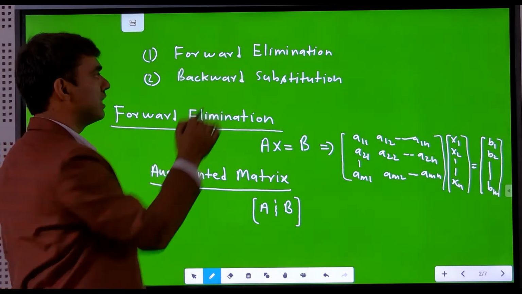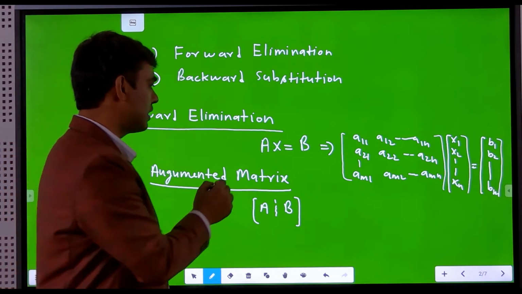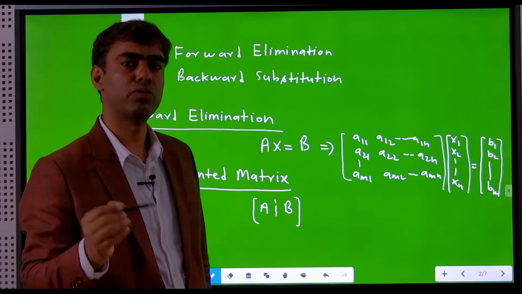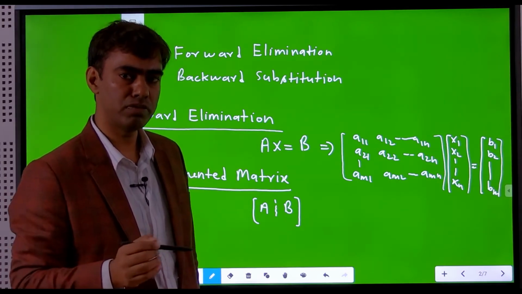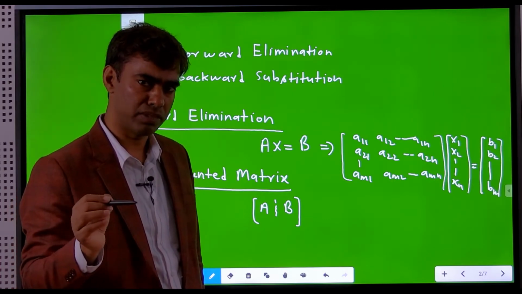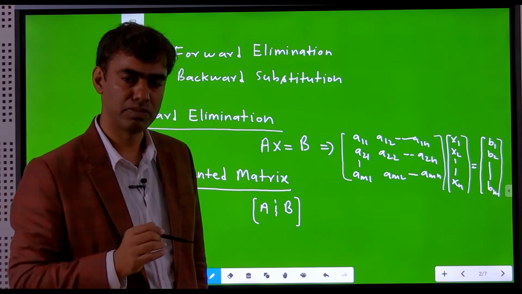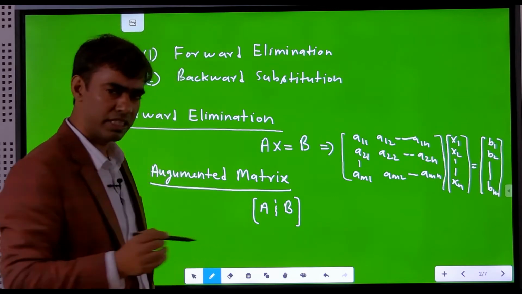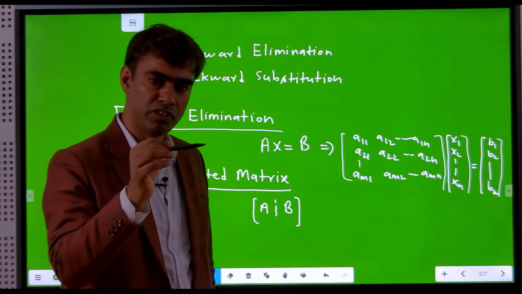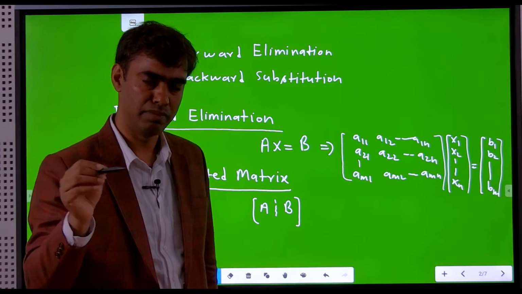In the forward elimination method, what is our aim? Our aim is to write the augmented matrix, meaning the given system of linear equations, in an upper triangular form. What does upper triangular form mean? It means that below the diagonal elements of matrix A, all the elements become 0. So our aim is to convert all the elements below the diagonal element equal to 0. This process is called elimination.